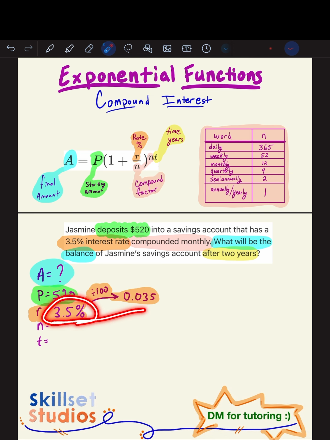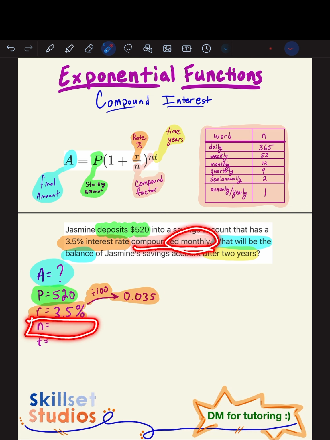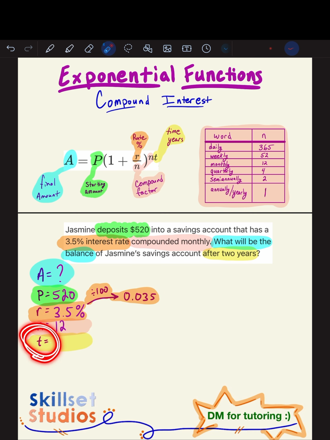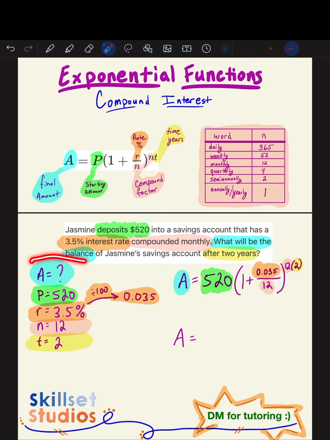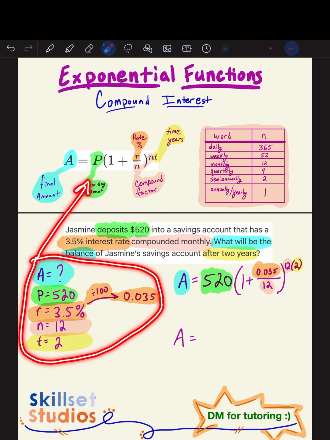So if you divide that 3.5 by 100, you end up with 0.035. Again, N is that compounded factor. In this case, compounded monthly means 12. And lastly, we got the T for time, which was 2 years. So if we take these values, plug them into this formula, it should look like this.